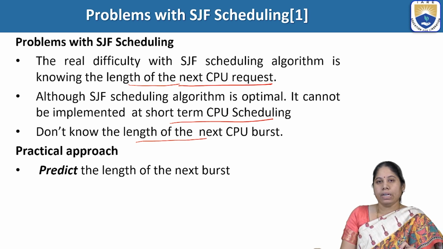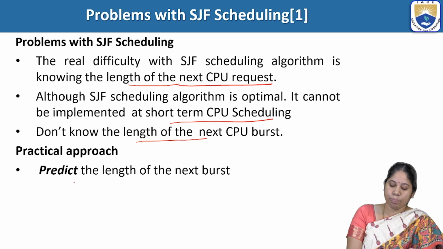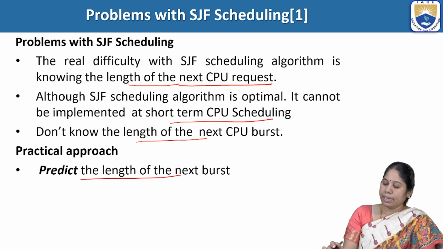So this is the problem that exists with SJF. Are there any approaches to solve this, or to approximate the value of the next CPU burst for a process? That means we would be able to predict the length of the next CPU burst.